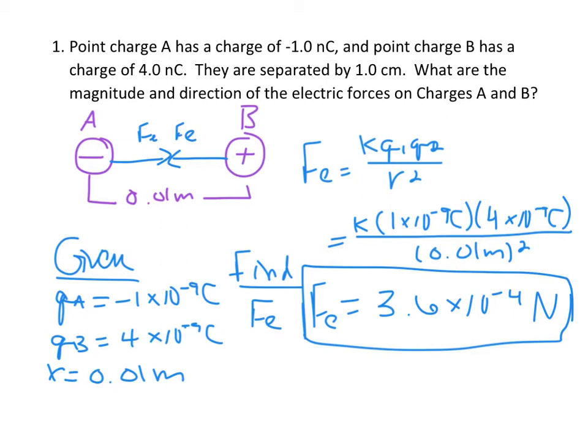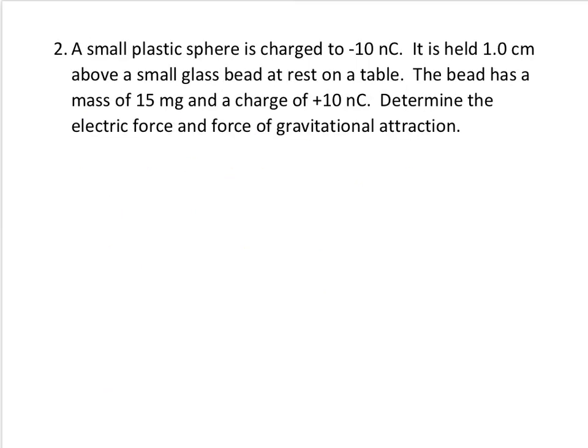I'll do one more example with Coulomb's law, just pretty straightforward, and then we'll look with 3 charges. A small plastic sphere is charged to negative 10 nanocoulombs. It is held 1 centimeter above a small glass bead at rest on a table. The bead has a mass of 15 milligrams and a charge of 10 nanocoulombs. Determine the electric force and the force of gravitational attraction.